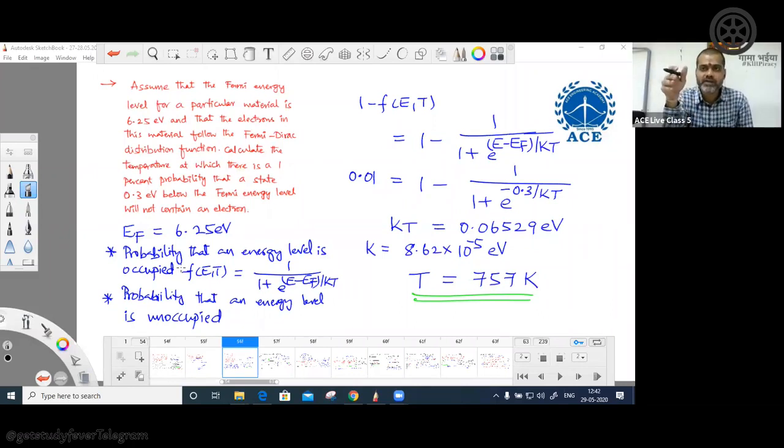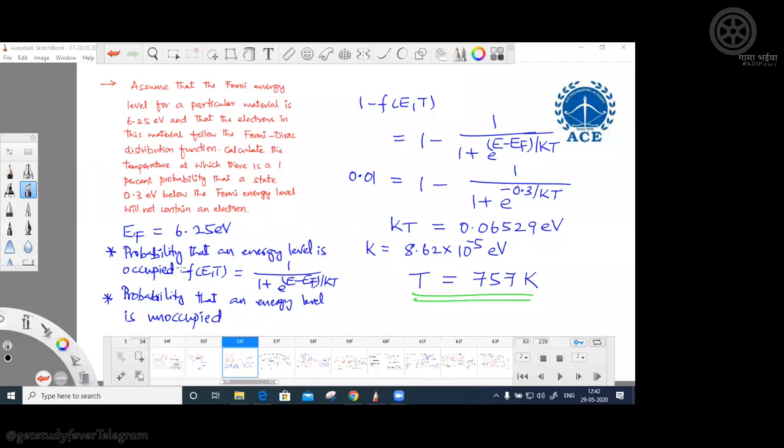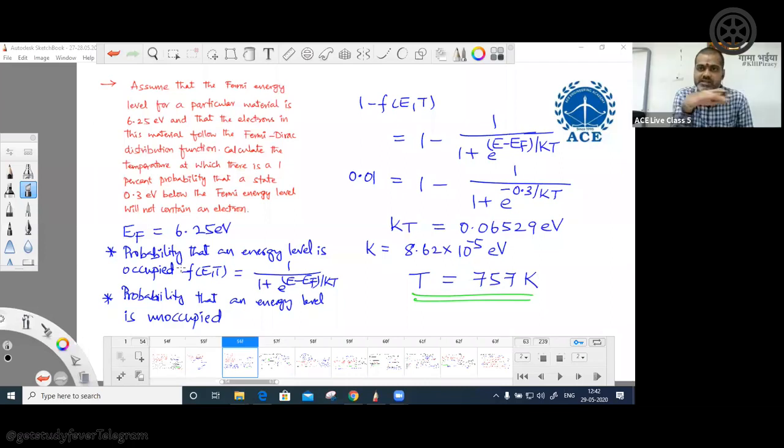When you are discussing the extrinsic semiconductor, you will get more clarity, because here in the intrinsic semiconductor material, we have concluded it is at the middle of the energy gap. But if you go for N type and P type, the location will be different, and we'll discuss in detail the significance there. Don't worry, we'll get clarity.